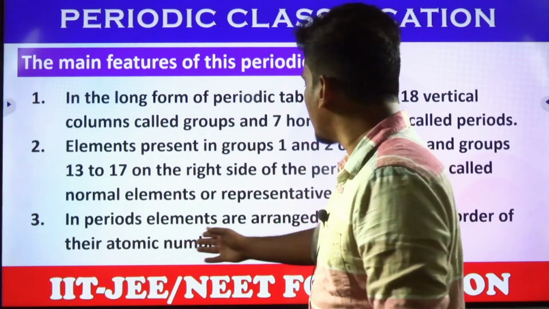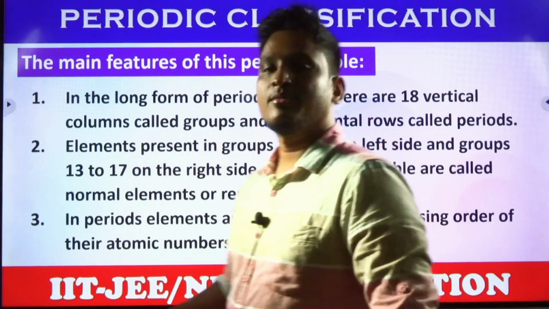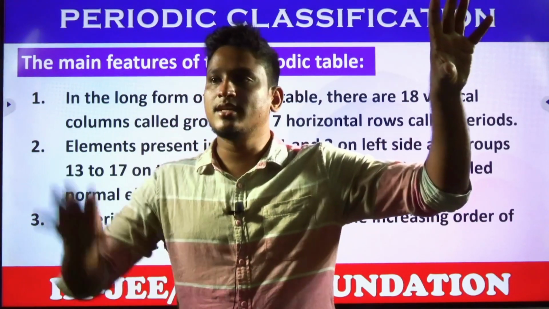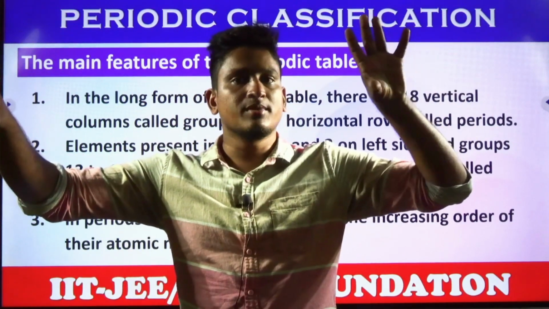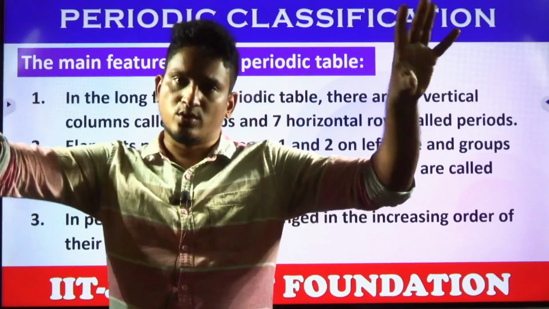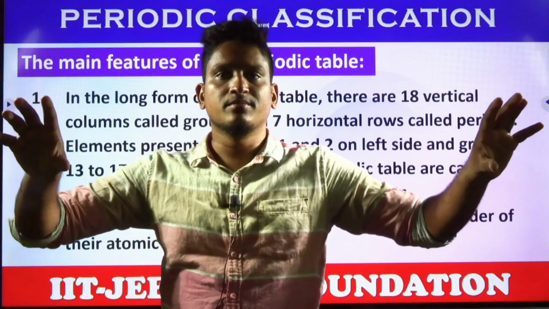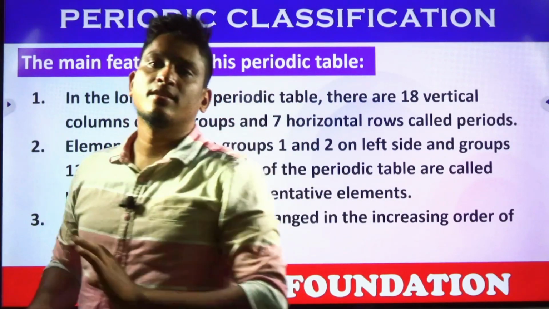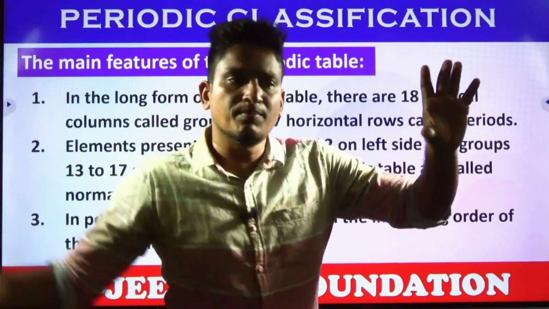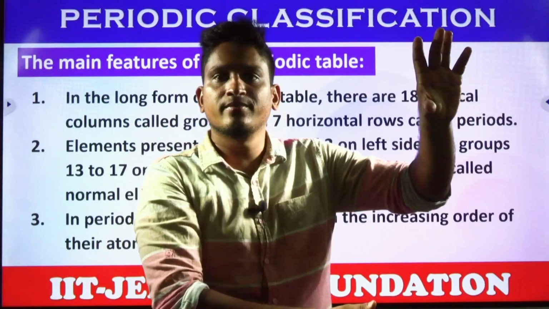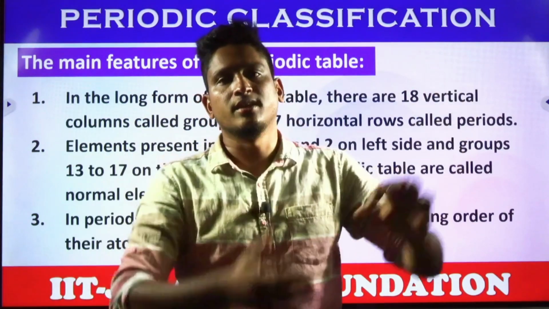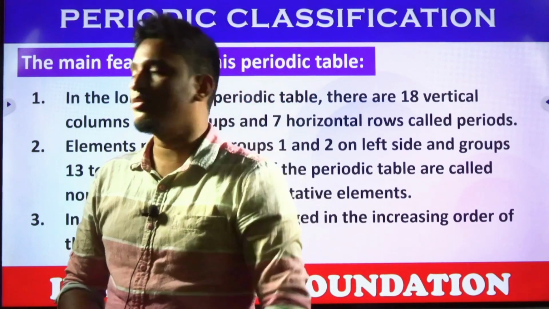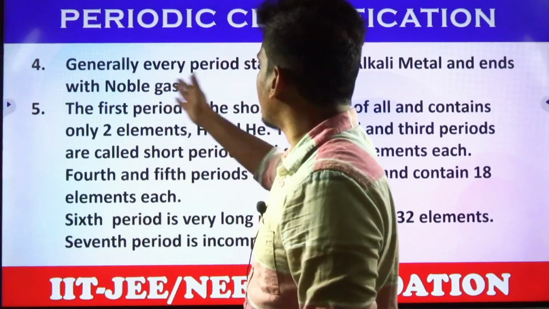Next, in the periods, elements are arranged in the increasing order of their atomic numbers, right? Students, first period, what are the elements? Hydrogen, next helium. Why? Hydrogen atomic number is 1, helium atomic number is 2. Got the clarity? Next, lithium 3, beryllium 4, 5, 6, 7, 8, understood? Sir, why again they placed under? Because they show similar property. That's why again sodium is placed under lithium. Got the clarity? Why similar property, you already know: similar valence shell configuration.